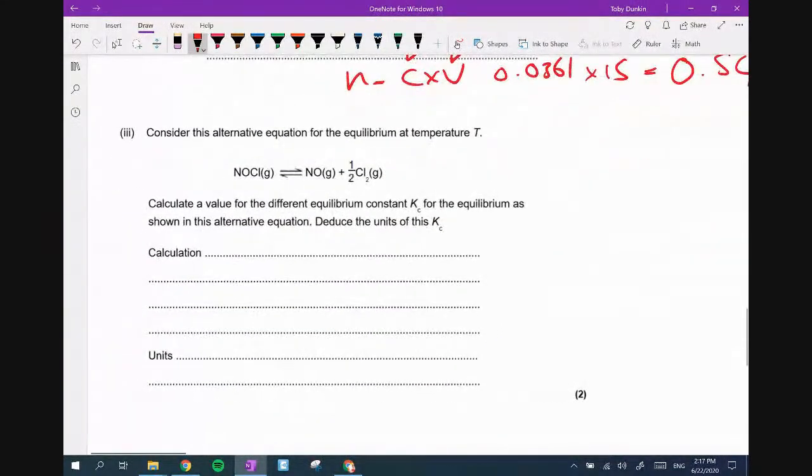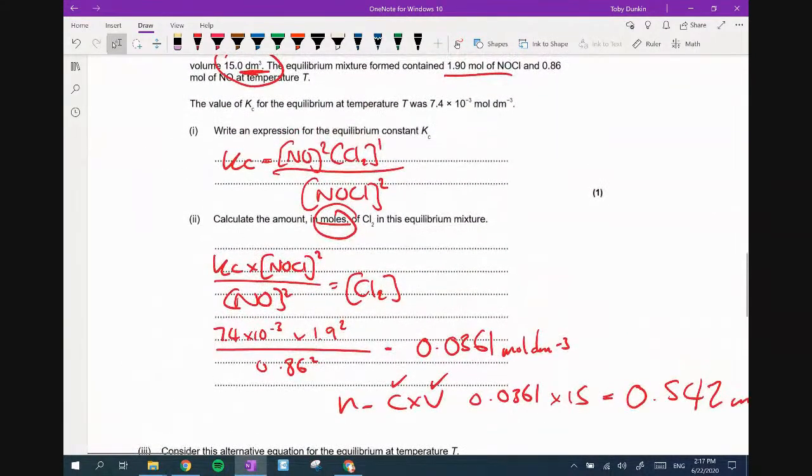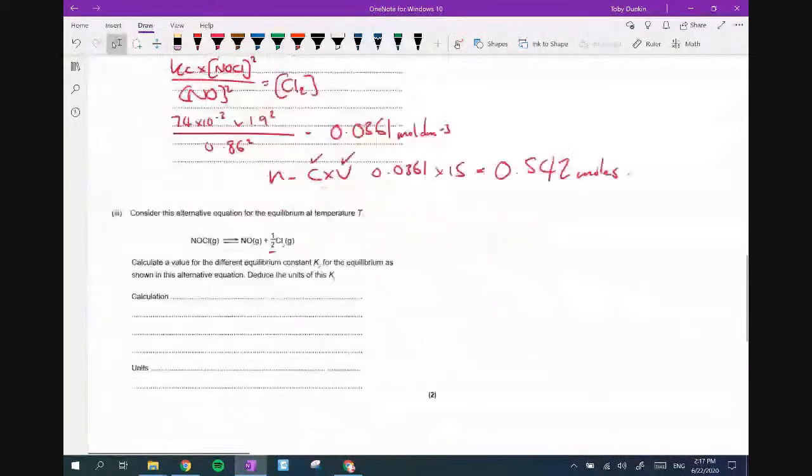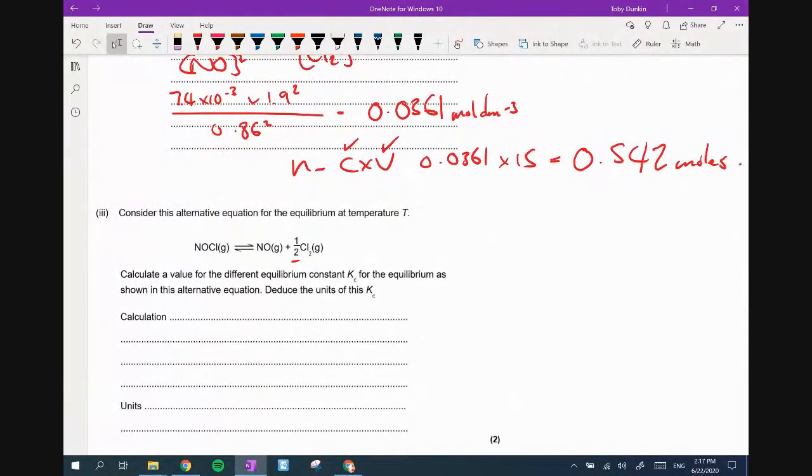Next, consider the alternative equation. They've halved it. If you halve the equation, you're going to square root the Kc value. I know that seems mad. I can run the long way if you like. You can literally just take the Kc value, 7.4 times 10 to the minus 3, root it, and I get a Kc value of 0.0860.